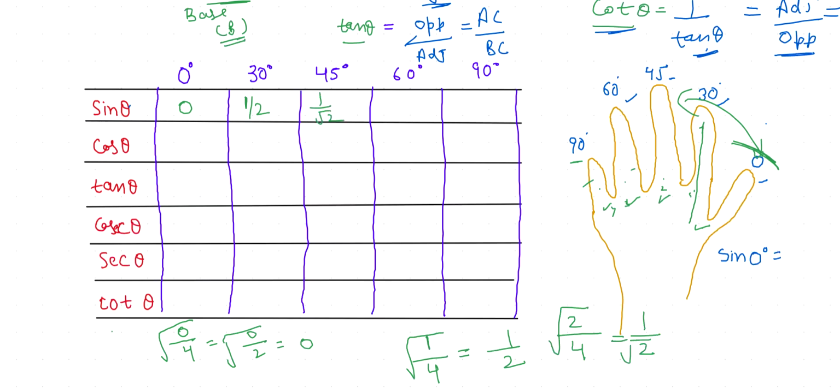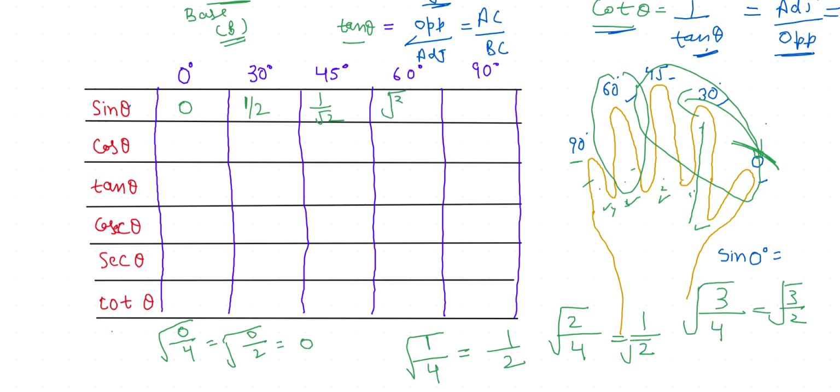Similarly for the 60 degree, just count the number of fingers to the right hand side of it, that is 3. There are total 5 fingers and one of them is 60 degree and the remaining are 4. Then divide it by 4 and take the under root, that is under root 3 by 2.